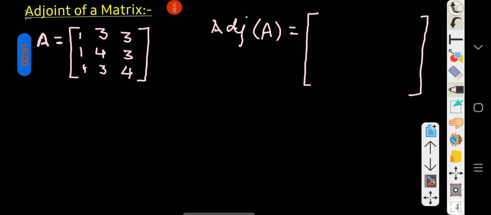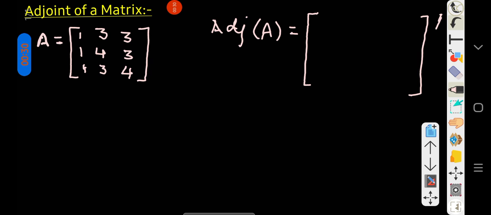All right. So now let's learn how we can get the adjoint of any matrix. Here we have a matrix A, a 3 by 3 matrix. To get the adjoint of this matrix, we have to create another matrix as you can see here. We have to find the cofactors of each element of this matrix A, and then we have to get the transpose of that matrix. This is the symbol of transpose. Transpose means we have to interchange the rows and columns.